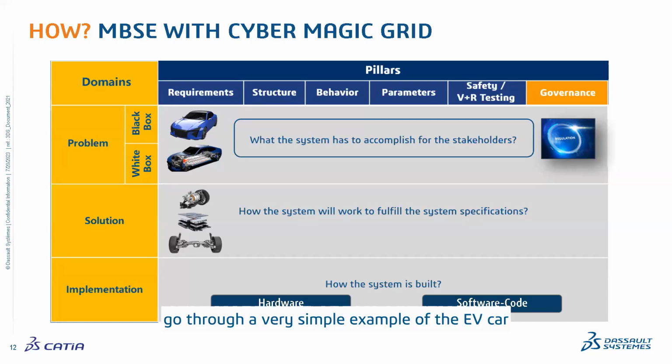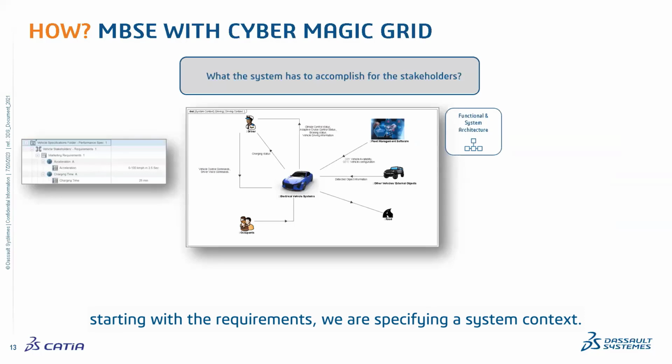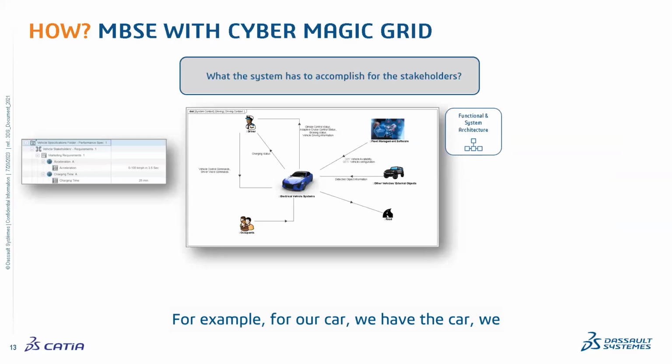And I will just go through a very simple example of the EV car we have already talked about in the ModSim series to see how this actually looks like in the modeling tool. So starting with the problem domain, we start with the description. Starting with the requirements, we are specifying a system context. For example, for our car, we have the car, we have a driver, we have occupants or other vehicles in a smart city scenario that might be giving information to our electric vehicle in that sense.